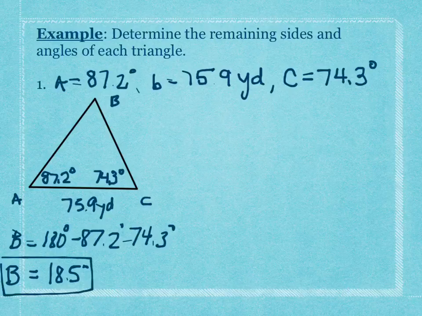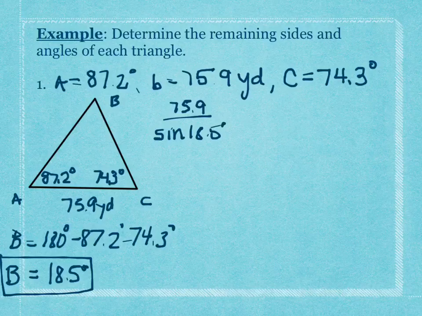Perfect. All right, so now that I have 18.5, I have a side and its opposite angle, or an angle and its opposite side, okay? So I'm going to be able to use angle B and side B as a pair in my inequality. So side B is 75.9. Angle B means I'm going to have sine of 18.5 in a denominator. Now, somebody pick for me, do you want to find side C or side A first? A. Okay, so we'll find A. So I'm going to find A, and A is related to its angle A, which is the sine of 87.2 degrees.